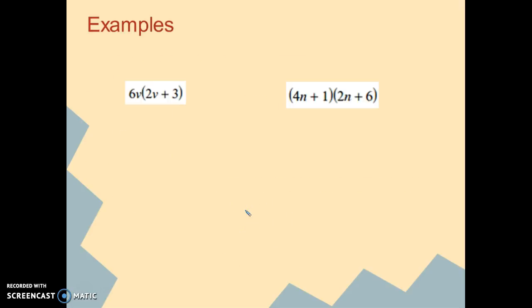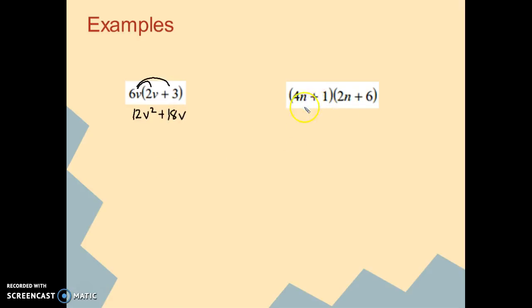Okay? So for our first example, I have a monomial times a binomial. So I'm just going to distribute. That 6v has to go to everything inside my parentheses. 6v times 2v is 12v squared. And 6v times 3 is 18v. I can't combine any like terms, so I'm just going to leave it like that.